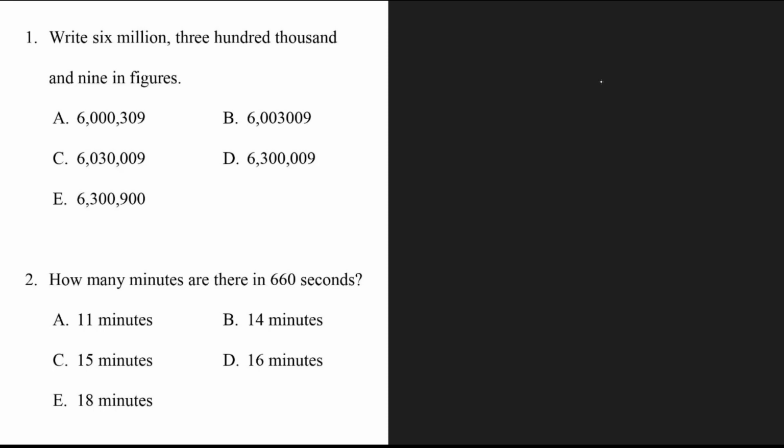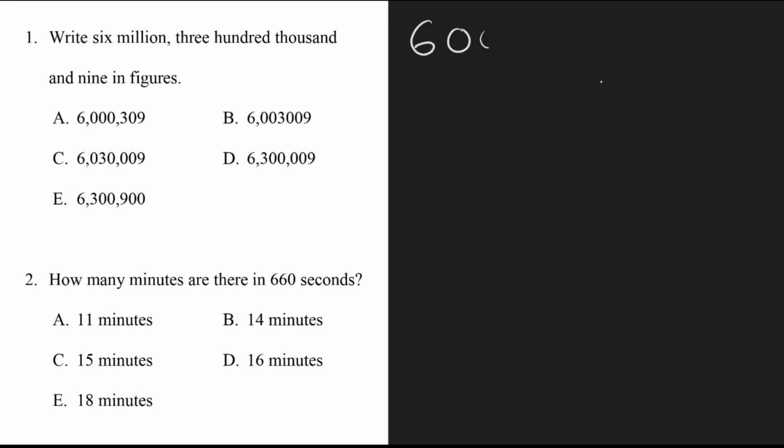Alright, the first question we have here is: write 6,300,009 in figures. The best way to go about this is to take the statement in sections. Whenever you see a comma, you stop. So we have 6 million, and we know 6 million has 6 zeros, right? So we have 6 with 6 zeros.